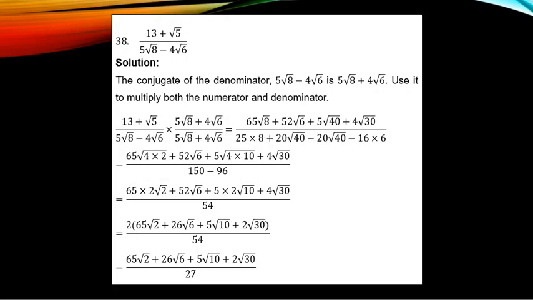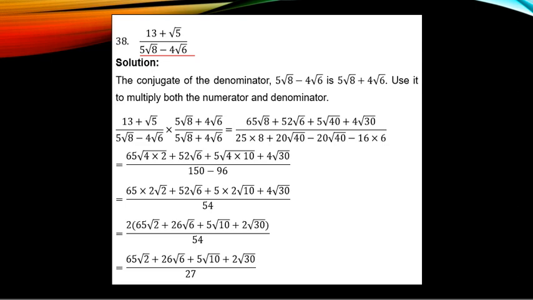Okay, more examples. Already I've explained the concept of binomial surd and its conjugate in lesson 4. And we solved one example in that lesson, so we'll continue with the solution by taking more examples in this lesson. Example 38. You have 13 plus root 5 all over 5 root 8 minus 4 root 6.